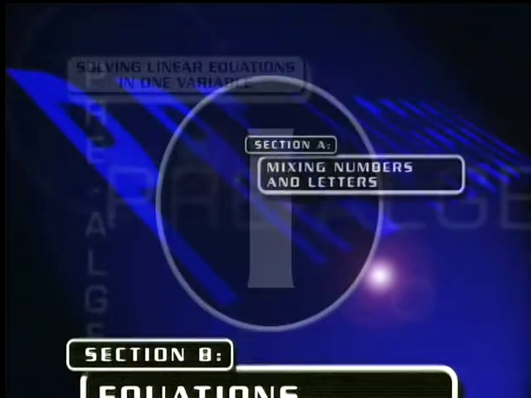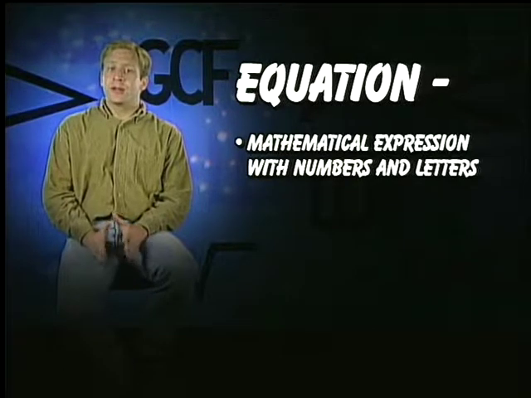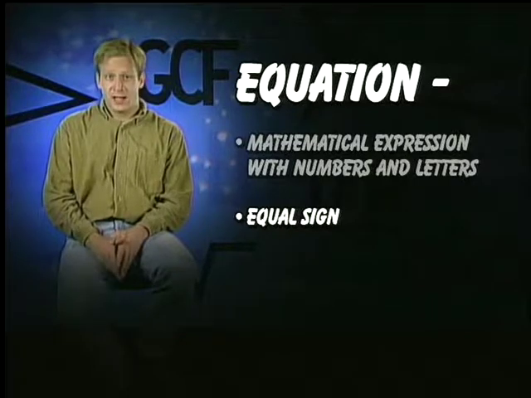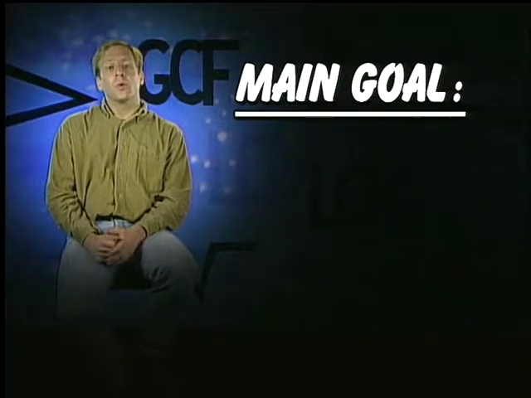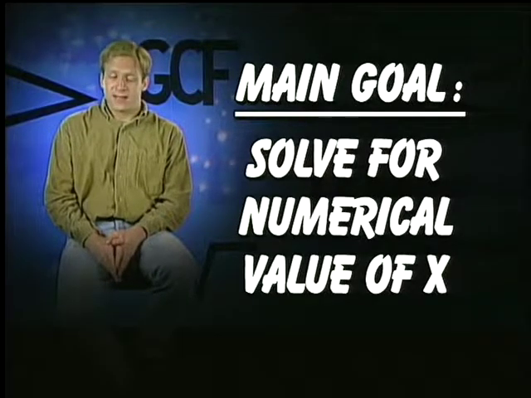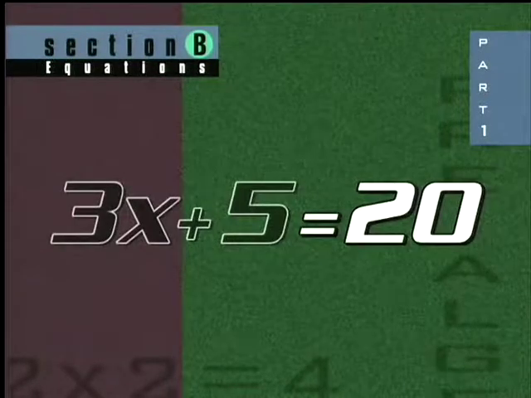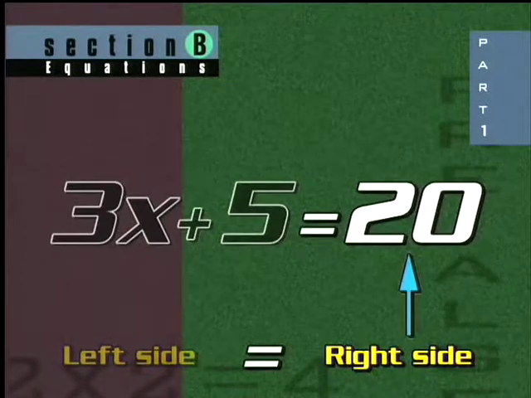Section B, equations. An equation is a mathematical expression with numbers and letters mixed in. Its main feature is a lovely equals sign, as well as two sides that are equal to each other in value. X is one of the more common letters used in equations, and it's going to be our variable of choice. As we work with equations, our main goal will be to solve for the numerical value of x. So if we see something like 3x plus 5 equals 20, we've got to figure out a value for x that will make the left side of our equation equal the right side.